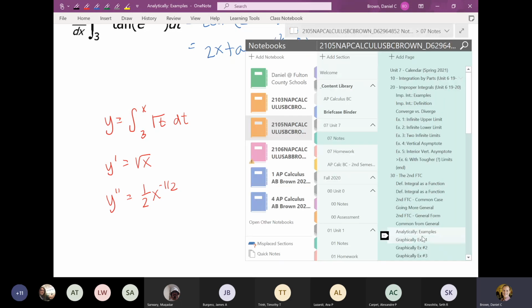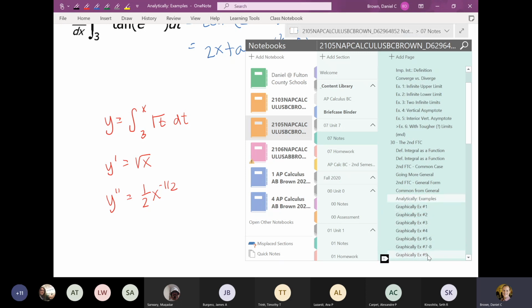So we will finish it because, again, these graphical ones are important. I'm going to do the rest of these tomorrow.